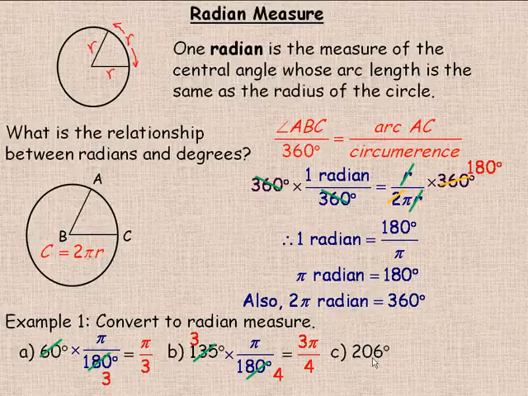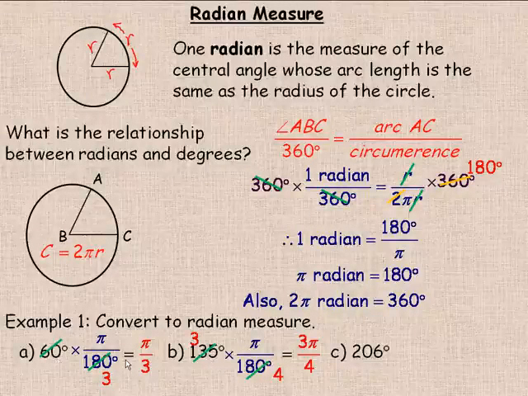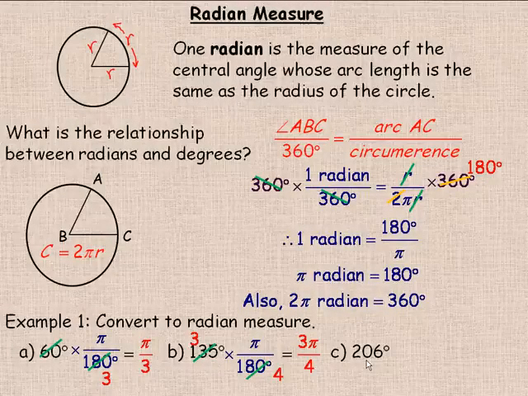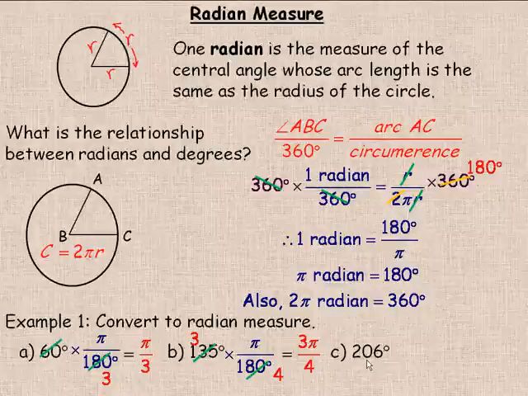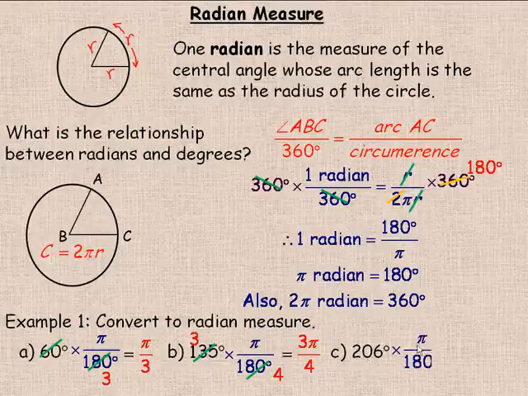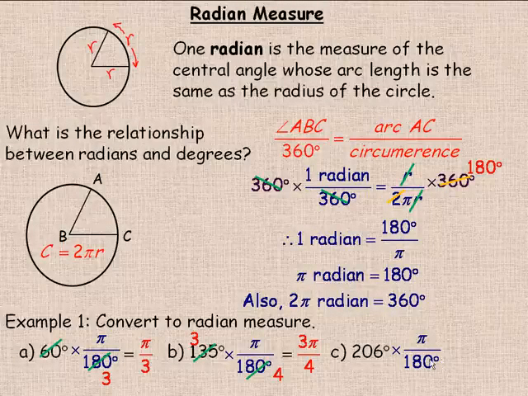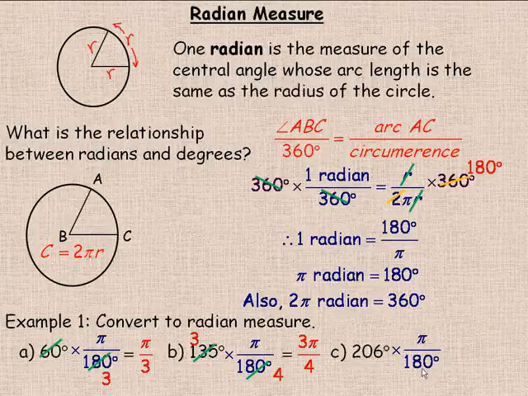Now the 206 degrees here, that's not one of the special angles like 135 degrees or 60 degrees. That's called a special angle because it's a multiple of 45. So in this case, I'm just going to answer as a numerical answer, not something in terms of pi. So when I multiply by the pi over 180 degrees, the degrees do divide out, so I have an answer in radians. But I would just go 206 times pi and divide by 180.